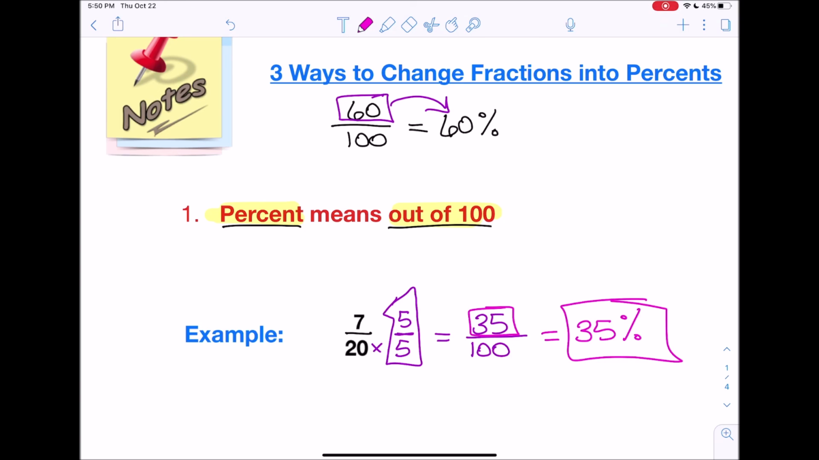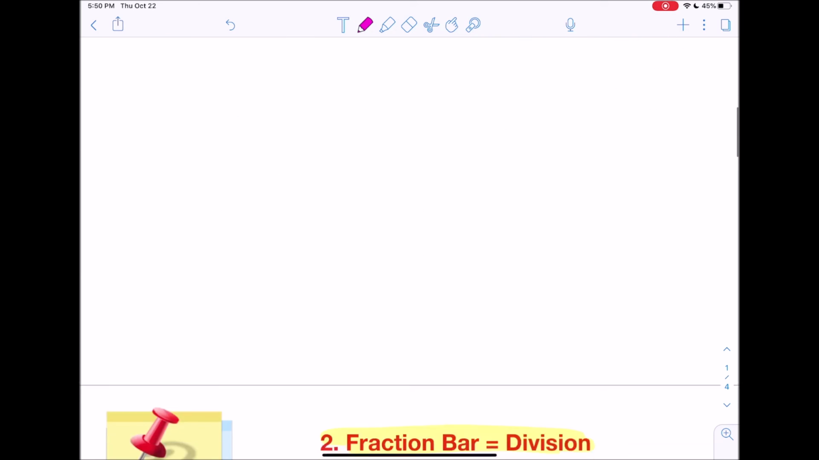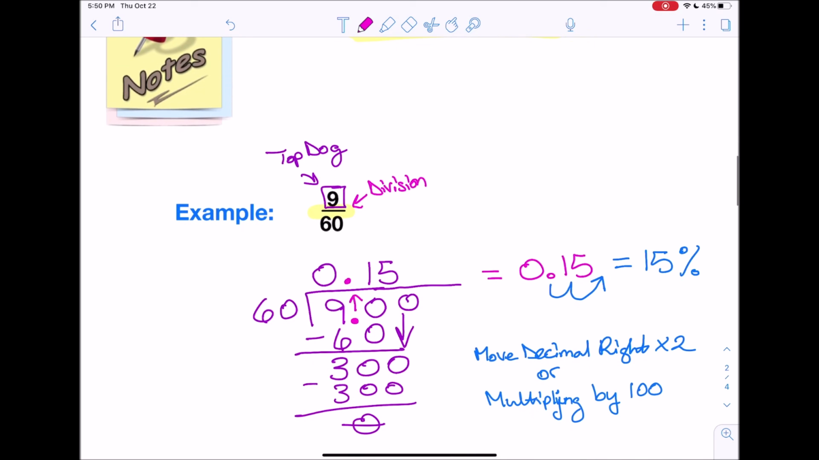But remember, that only works if the denominator, the bottom number, can go into 100 evenly. If you have a fraction like 9 over 60 and 60 doesn't go into 100 evenly, then remember that the fraction bar also means division. So you take your top dog, divide it by the denominator, get your decimal, and because percent is out of 100, you multiply by 100, and that will give you your percent. Or, in other words, you move that decimal over to the right 2 places.